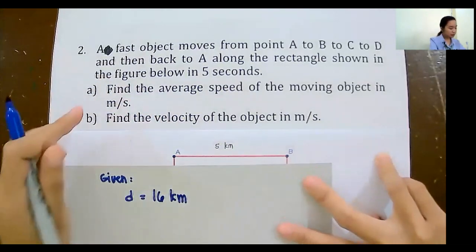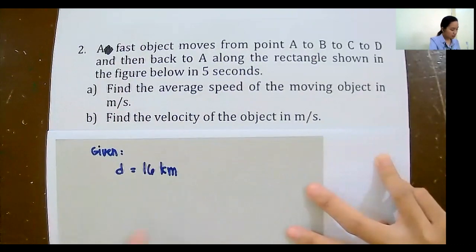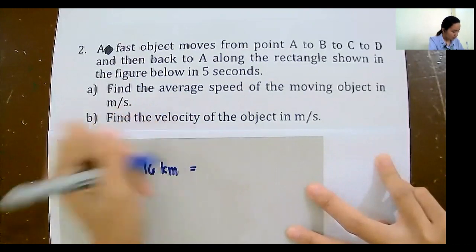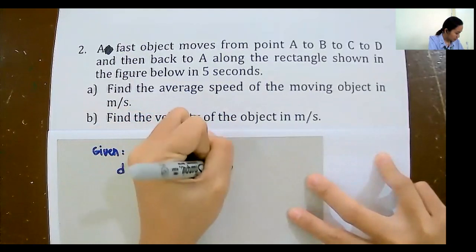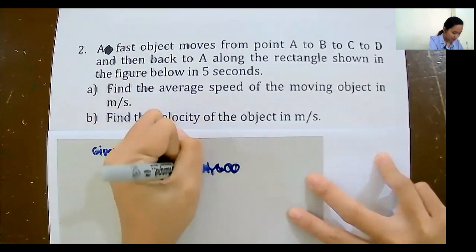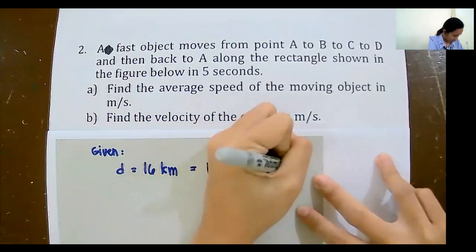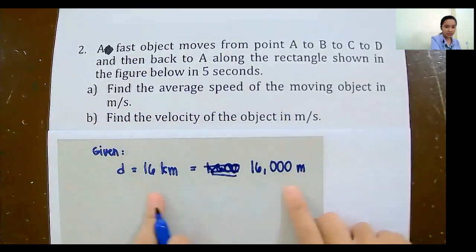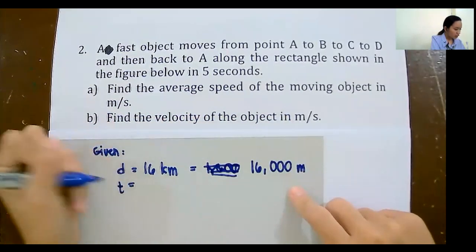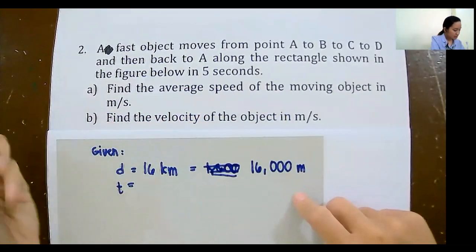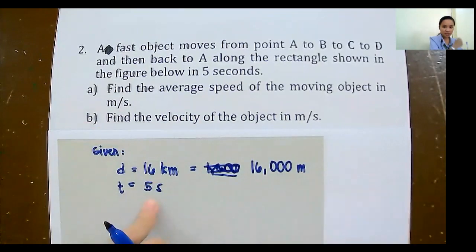Since we are looking for meters per second, let's convert it into meters. In the given, you will have 16,000 meters. Then the time it took for the object to travel this rectangle is 5 seconds, so time is fine since it is already in seconds.